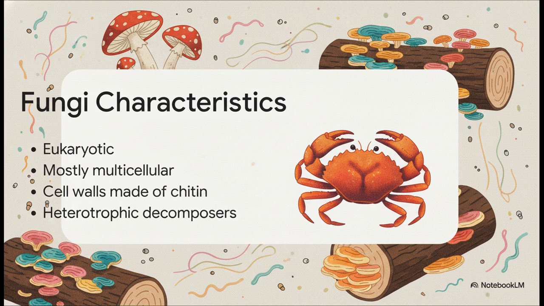Their cell walls are made of chitin, not cellulose. Chitin is the exact same tough, rigid material you find in crab shells. No way, right? Furthermore, fungi completely lack chlorophyll. They cannot photosynthesize. Instead, they act as the Earth's recyclers. They are heterotrophs, specifically saprophytes.